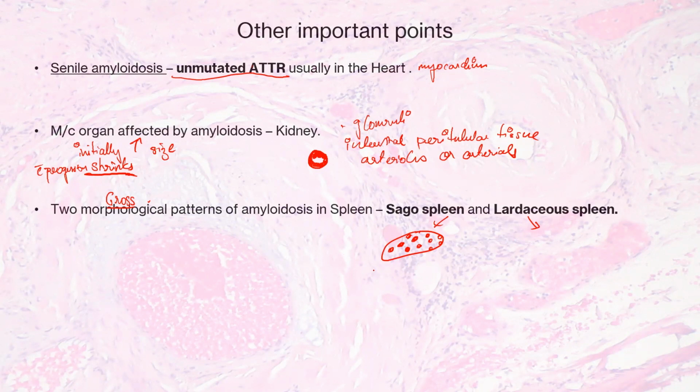So when there is amyloid deposition in follicles, it gives an appearance like this, and we have something called sago spleen. And when it's in the sinuses, the spleen is excessively enlarged, and we call it a lardaceous spleen.